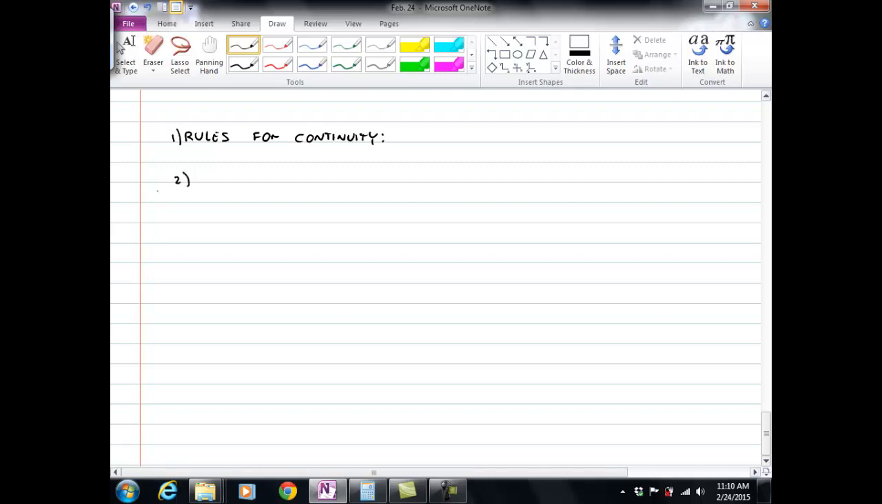Now this is called how can you determine if something is continuous, if a function is continuous on an interval.